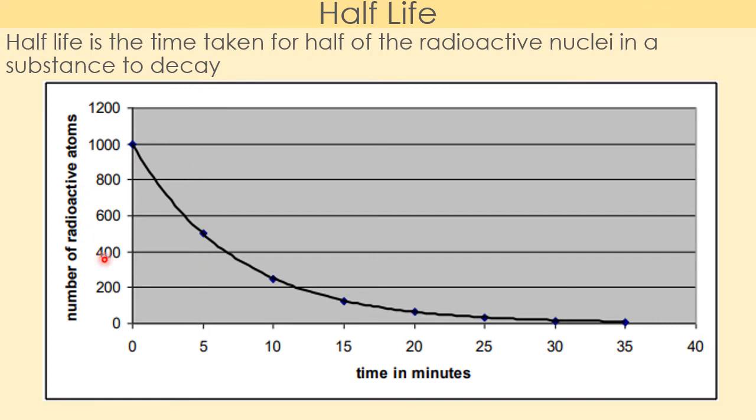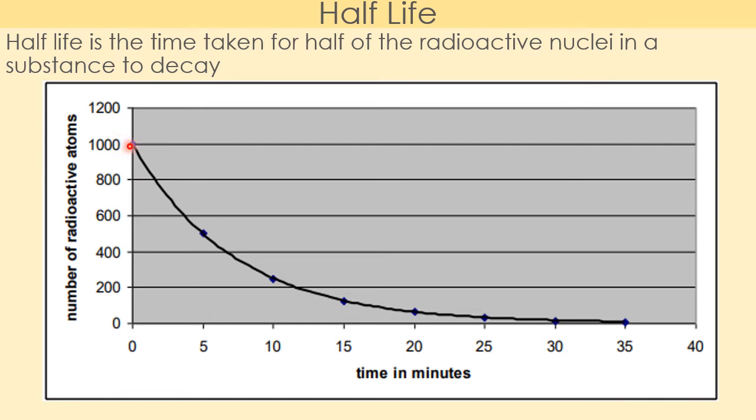You might see these graphs. So we've got on this bit here the number of radioactive atoms on our y-axis. And we're starting with 1,000 up here. And we've got our time going along our x-axis. This is in minutes.